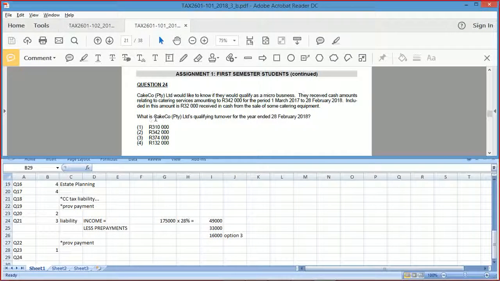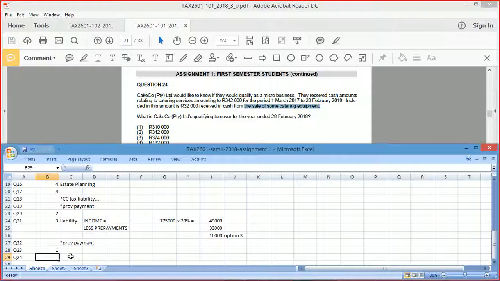24. What are they looking at here? What is Cake Co Limited's qualifying turnover? Qualifying turnover is what would be part of the calculation when looking at micro businesses. Here you were given the catering services, and included in this amount is 32,000 received in cash from the sale of some catering equipment. We just spoke about this. You cannot include the sale of capital assets. The sale of equipment is capital in nature, so it's not included.